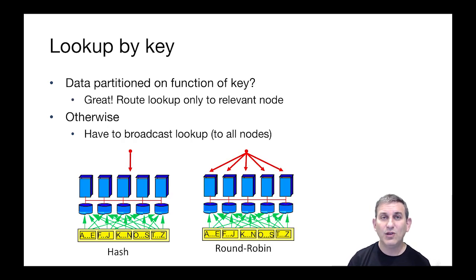Now, let's think about how lookup by key works if we have data partitioning. So if the data is partitioned by a function of the key, as in range or hash partitioning, then we can do lookup very easily by routing the lookup only to the relevant node and skipping lookups on all the other nodes. However, if the data is not partitioned on a function of the key, we have to broadcast that lookup to all the nodes. Ask every node, do you have this particular key? And then collect responses from each node, either yes, here it is, or no, I don't have it.